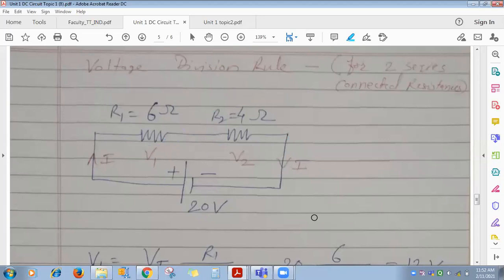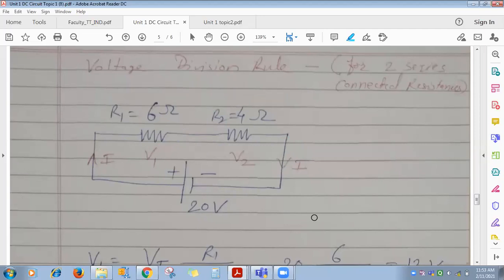Whenever you want to apply the voltage division rule, you can apply it only to two resistances. If more than two resistances are there, then you can't directly apply the voltage division rule. Suppose 3 are there, any two you add up, and then 2 will be there. Then across those two series connected resistances, you can apply the voltage division rule. There must be only two resistances, and they must be connected in series. If they are connected in parallel, then you can't apply the voltage division rule.